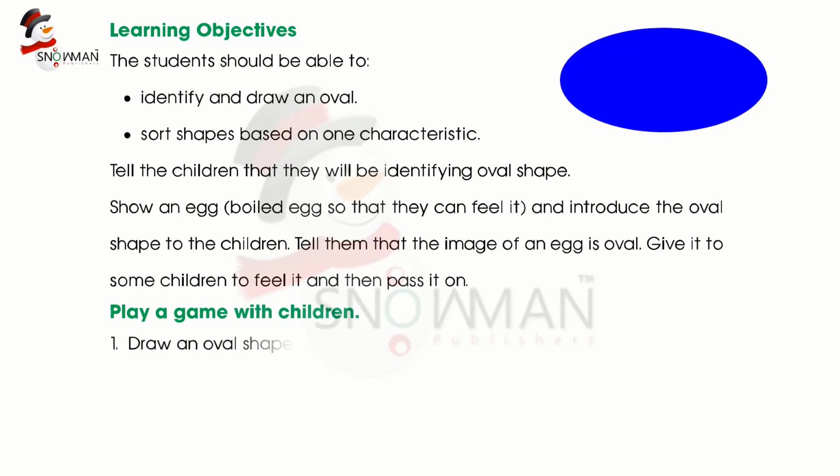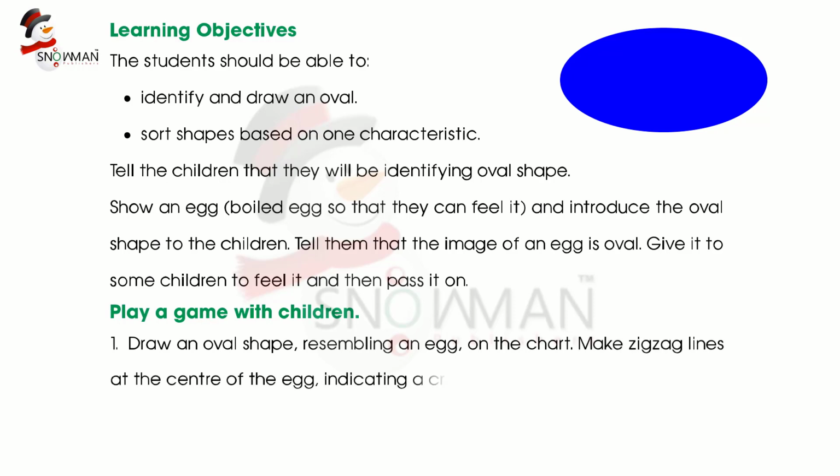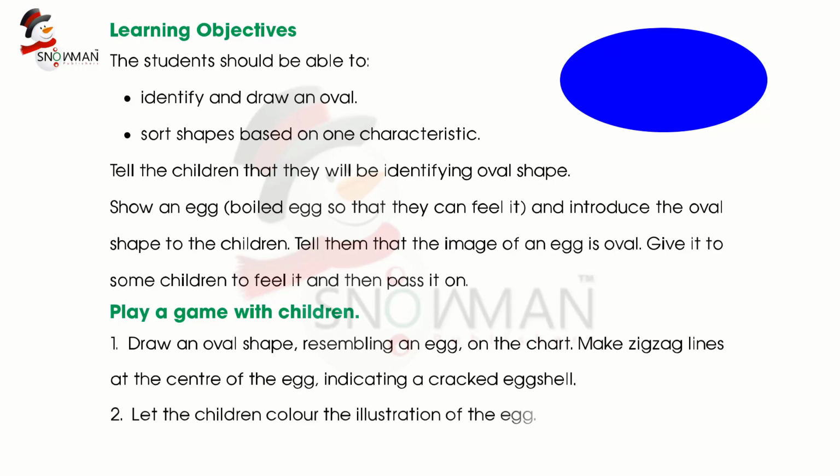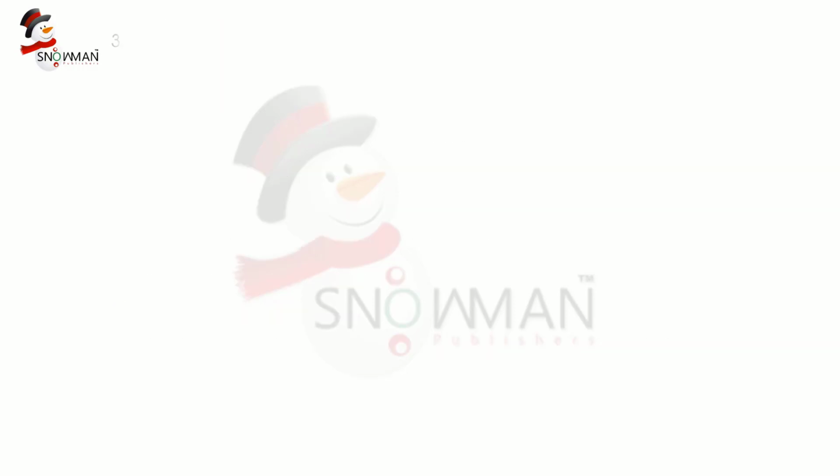Draw an oval shape resembling an egg on the chart. Make zigzag lines at the center of the egg, indicating a cracked eggshell. Let the children color the illustration of the egg. Once done, cut along the zigzag line to separate the egg into distinct sections. Draw a shape on each half of the egg.